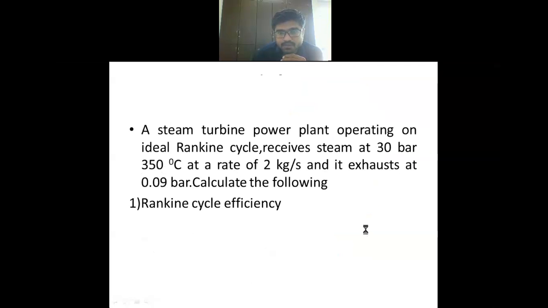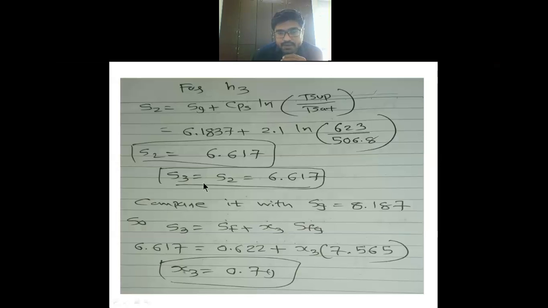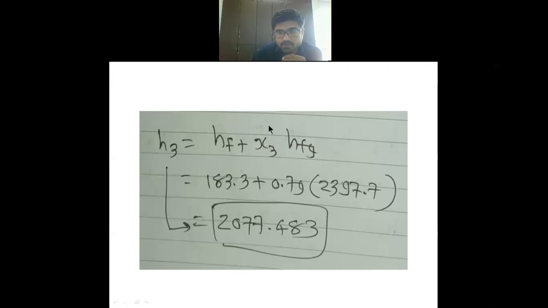So that's why we found these two enthalpies. We also found H2, and then we found S3. We compared that S3 with SG, so we make sure that S3 is less than SG. That's why we can apply this formula. We have to find X3 from this formula. Now, from X3, you put it in this formula, and you can find H3.